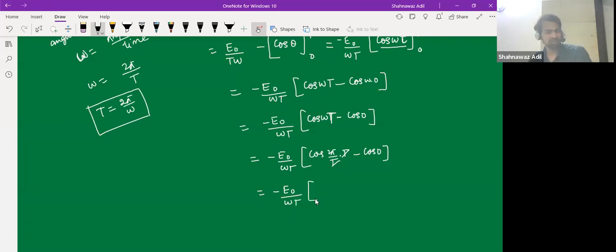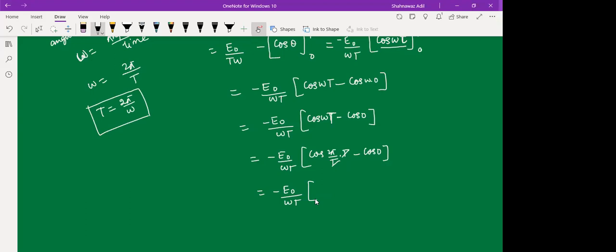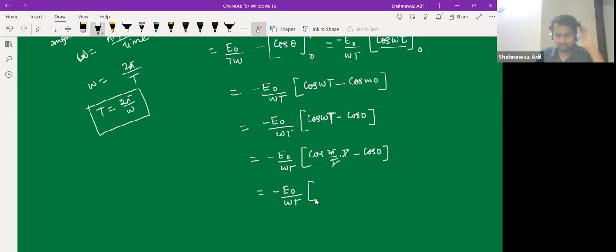What is cos 2 pi? What is cos 0? Cos 2 pi over 1. 1. Absolutely right. So cos 2 pi would be 1. So this is 1 and then this is 1. So 1 minus 1 is 0. So you'll get 0. So average of E would be 0.